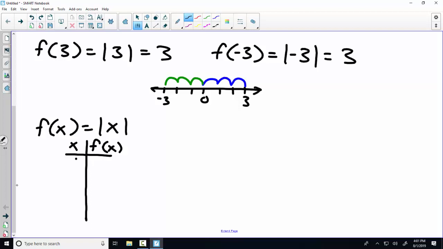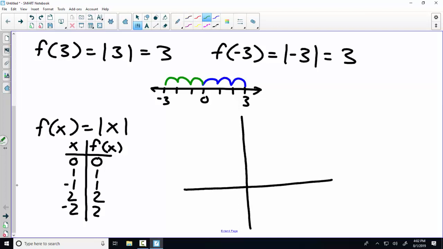So when I put in 0, I get 0. When I put in 1, I get 1. Negative 1, I get 1. 2, I get 2. Negative 2, I get 2. And you can do this with infinitely many numbers, but usually we only get a few numbers or a few ordered pairs here to plot a graph.